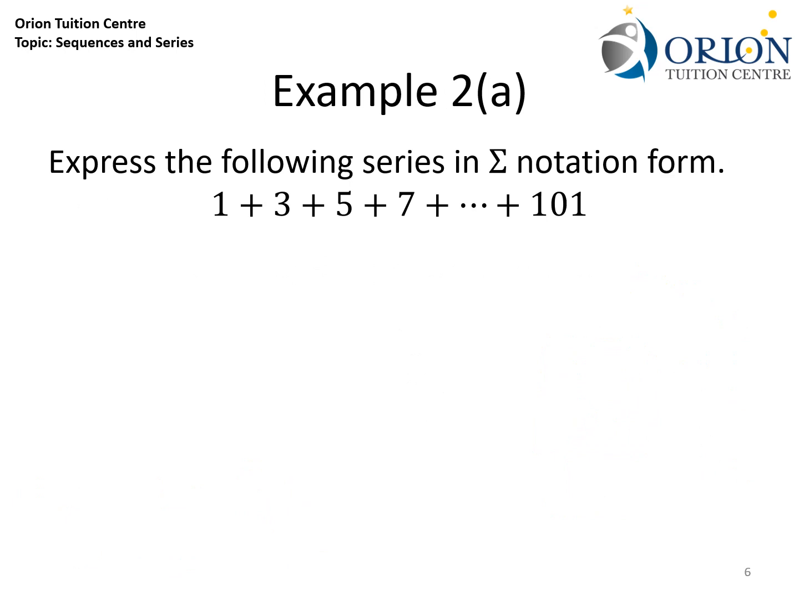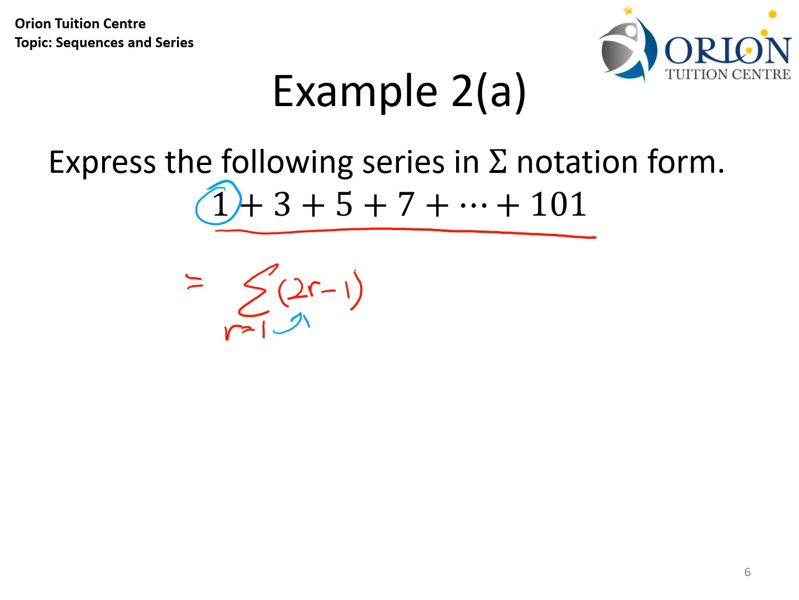In example 2a, we need to convert this series of sum of odd numbers into sigma notation. So we can say that this is equal to the summation of 2r minus 1. 2r minus 1 or 2r plus 1 are both general expressions for odd numbers. Now that I have chosen 2r minus 1, I will need to start from r equals 1, because when I substitute r equals 1 into this expression, I do get a 1, which is the correct starting point. And for the ending point, it will have to be 51, because when I substitute 51 into this expression, I do get 101.